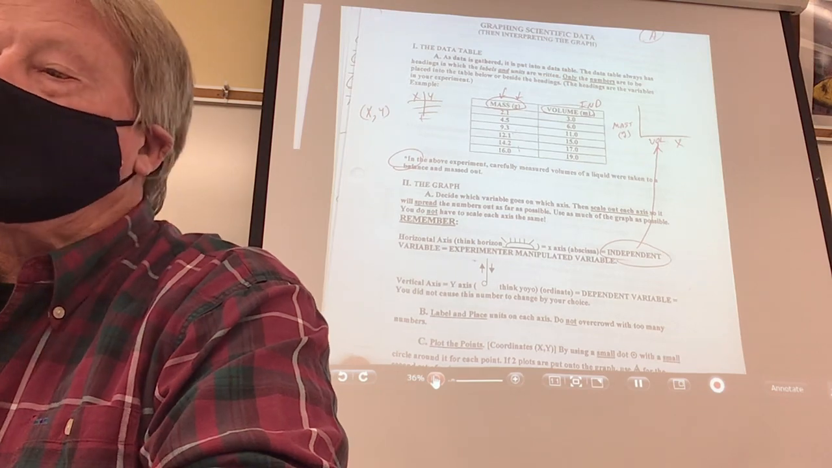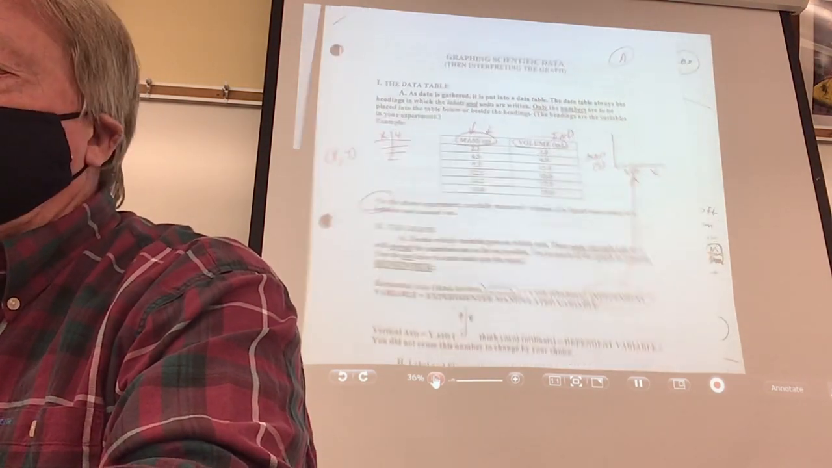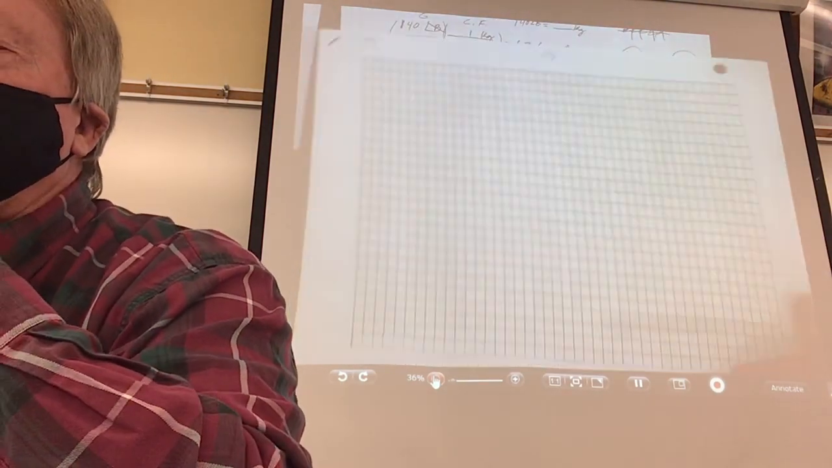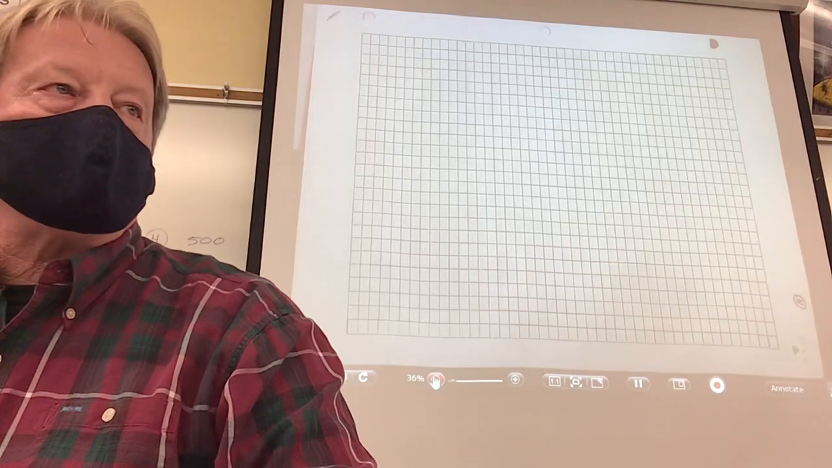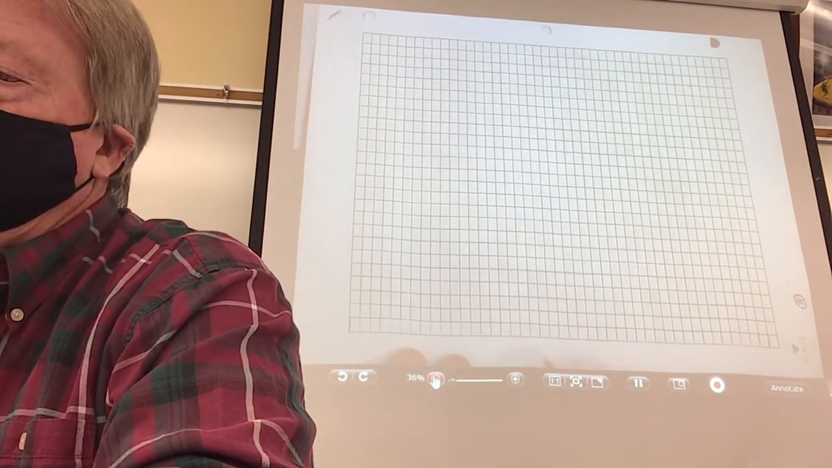All right, so let's go on. The hardest thing about graphing, let's flip this over now. Let's say we're going to do a graph, and right now we want to put the independent variable on the x-axis, so what's going to go down here?